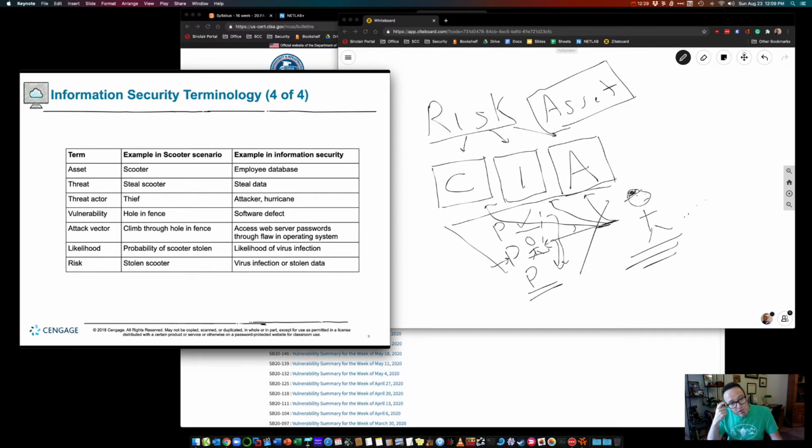So this is a pretty good table here from the chapter. You can see an asset, database. The threat could be a stolen database. And later in the course, we look at risk assessment. You're going to see how this comes together. What's the threat actor? And again, this is nice, the table shows an attacker, but also hurricane, fire, flood, power loss.